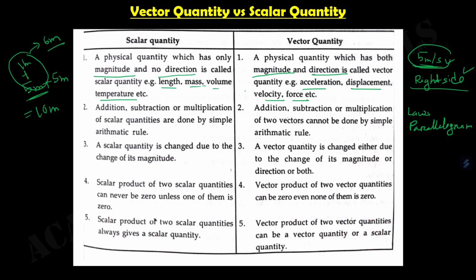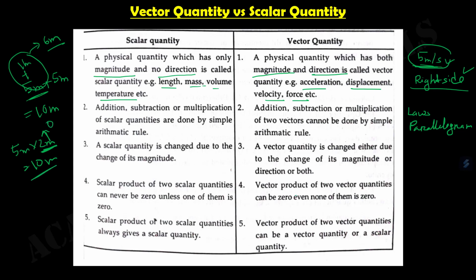The fourth one is that the product of two scalar quantities can never be zero unless one of them is zero. Like if I say the multiplication of two sticks is 5 meter into 2 meter equals 10 meter. For the multiplication to be 0, one must be 0. Then I will get the answer 0.